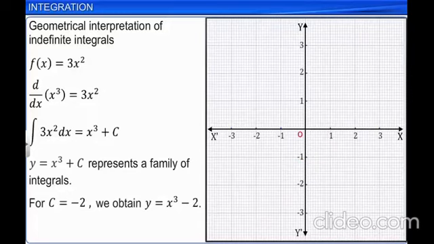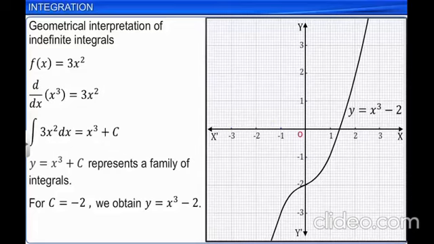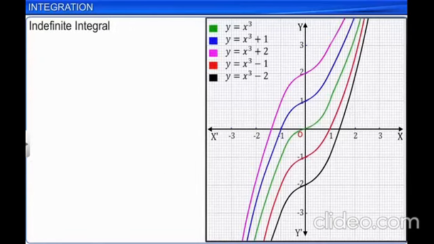Hence, by assigning different values of c, we get different members of the family. These members of the family together constitute the indefinite integral. Now, let's consider the intersection of all the curves by a line x is equal to 1. The line x is equal to 1 intersects all these curves at different points.